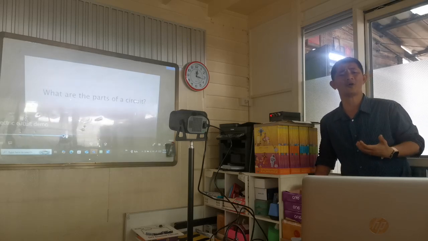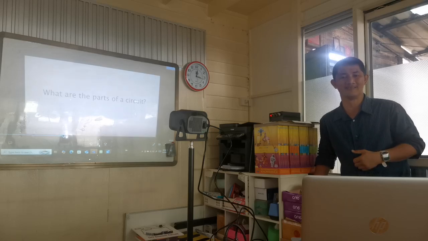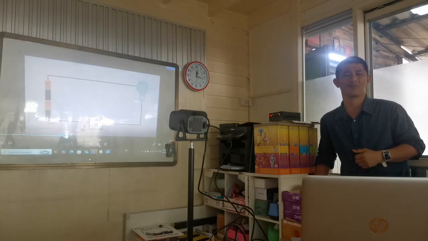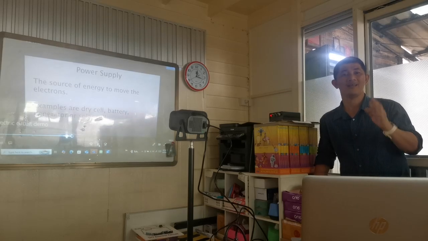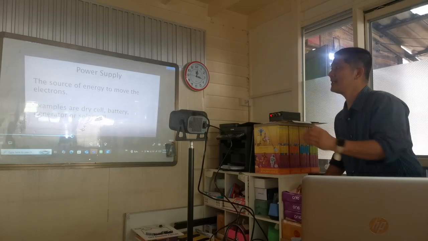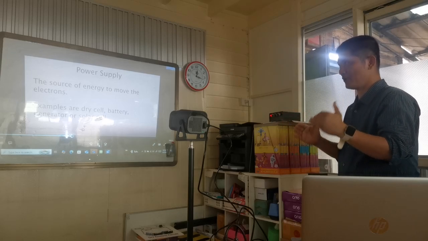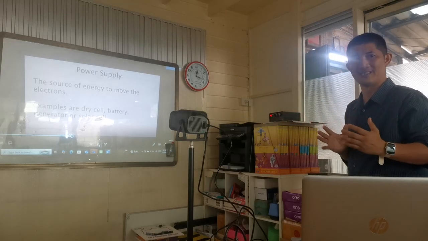What are the parts of a circuit? These are the components of a circuit. One is the power supply. This is a source of energy to move the electrons. Examples: dry cell, battery, generator, or solar cells. This is the source of energy, the power supply.